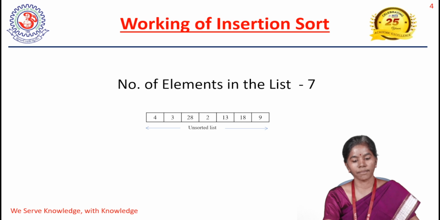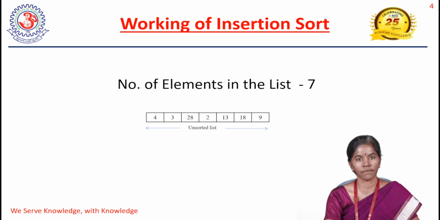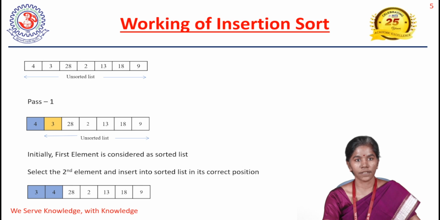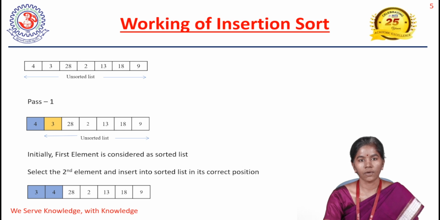Let's take an example. The elements in the list are 7, 4, 3, 28, 2, 13, 18 and 9, in the unsorted list. We go through several passes. In the first pass, the first element is considered as sorted. All the remaining elements are the unsorted list. In insertion sort, in every pass we have to consider the first element of the unsorted list and it has to be inserted into the sorted list.